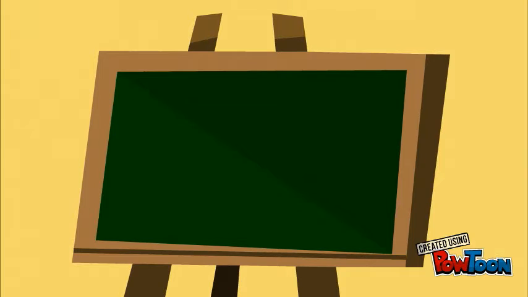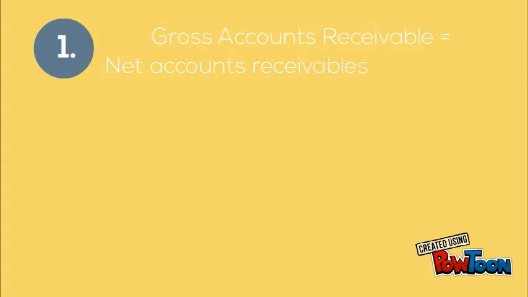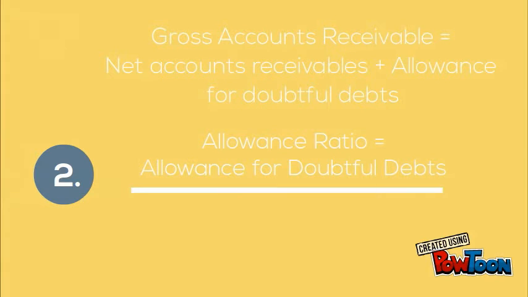The final method of analysing accounts receivable is the allowance ratio, which aims to identify the percentage of the accounts receivable that are expected to be uncollectible. The first step in calculating this percentage is finding the gross accounts receivable by adding the net accounts receivable and the allowance for doubtful debt. The second step is dividing allowance for doubtful debts by the gross receivables.